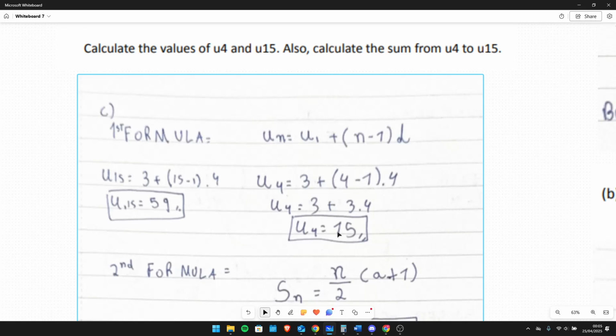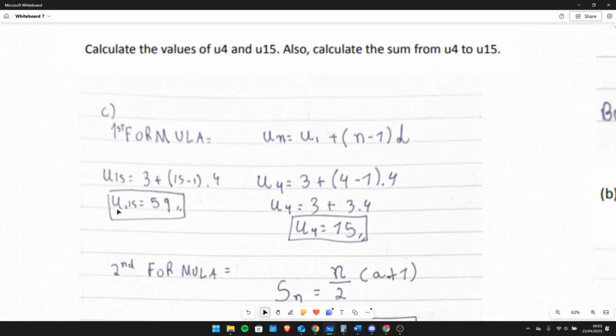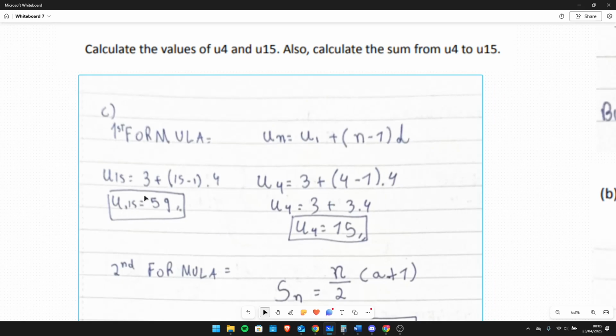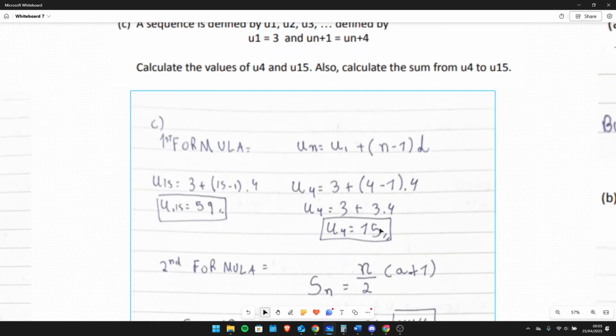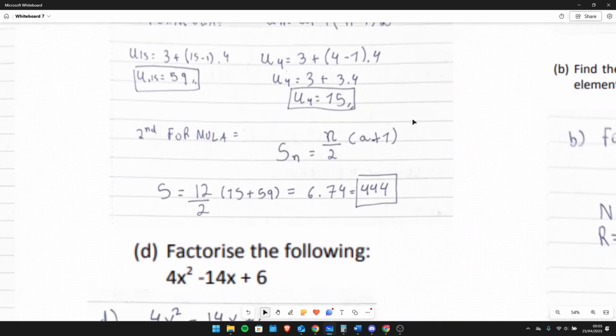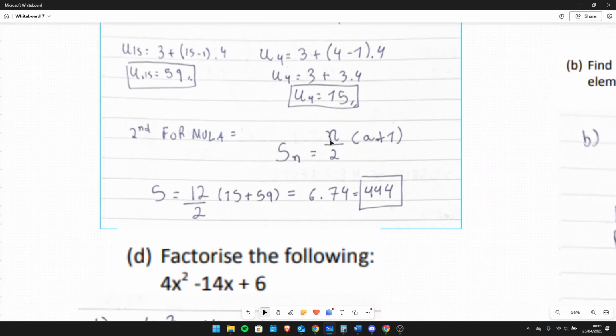So the fourth number is 15 after you calculate using this formula, and then you need to calculate the 15th also, because she's gonna ask for a sum. So after you get both using this formula, you use the second formula, which is Sn is equal to n divided by 2 multiplied by (a plus l).